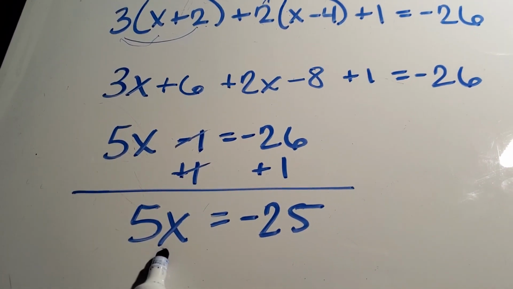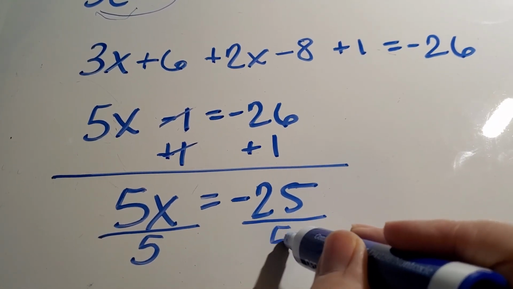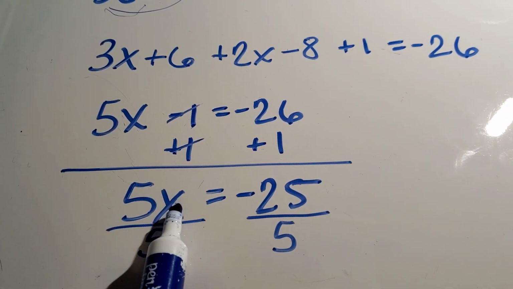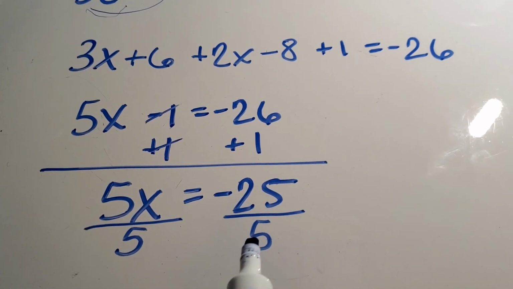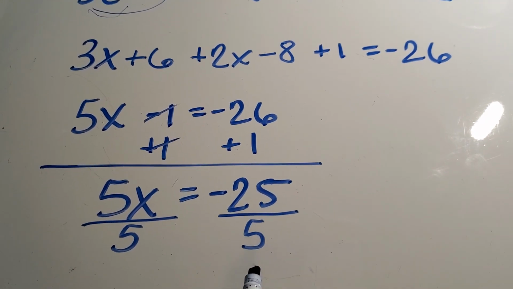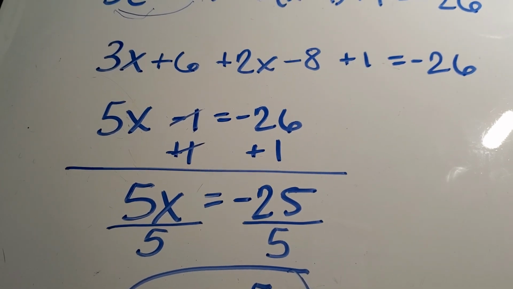I just want to know what 1x is, though. So I'm going to divide this by 5, and I'm going to divide this by 5. So 5x divided by 5 is going to just equal x, and negative 25 divided by 5 is going to be negative 5. So x equals negative 5.